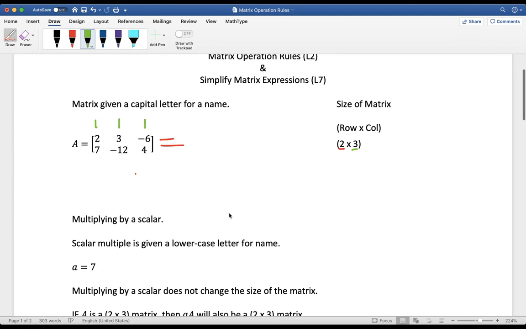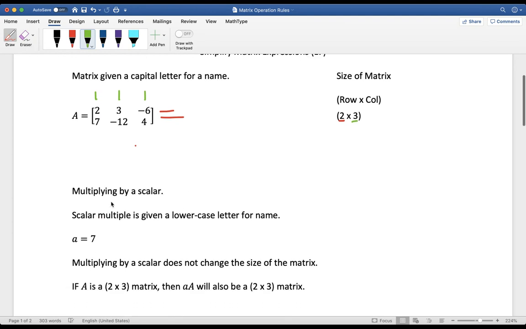The next thing I want to emphasize is that when we talk about a scalar, or a multiple scalar, those are always given a lowercase letter. So a is just the number 7. It's not a matrix, it's just a scalar. It's going to make things larger or smaller.